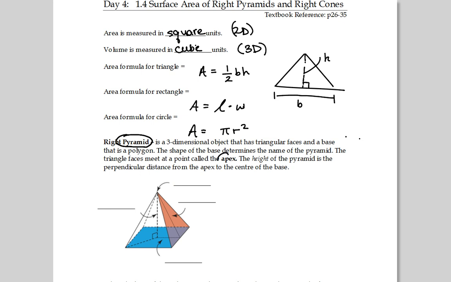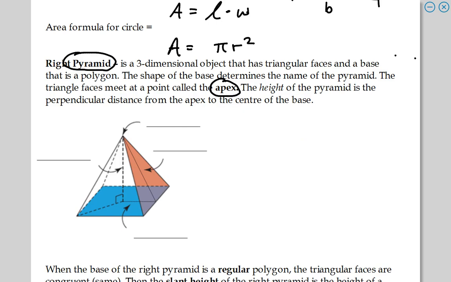So this is a pyramid because it has this point at the top, which they call the apex. There are all types of pyramids. You could have a square-based pyramid. Look at the base. It looks like a square. You could have a rectangular-based pyramid. You could have an octagonal pyramid. You could have a pentagonal pyramid. But for us, it'll be squares and it'll be rectangles.